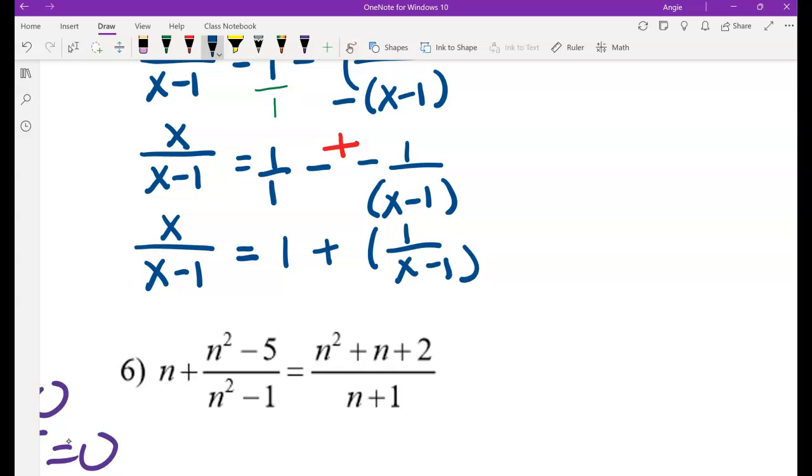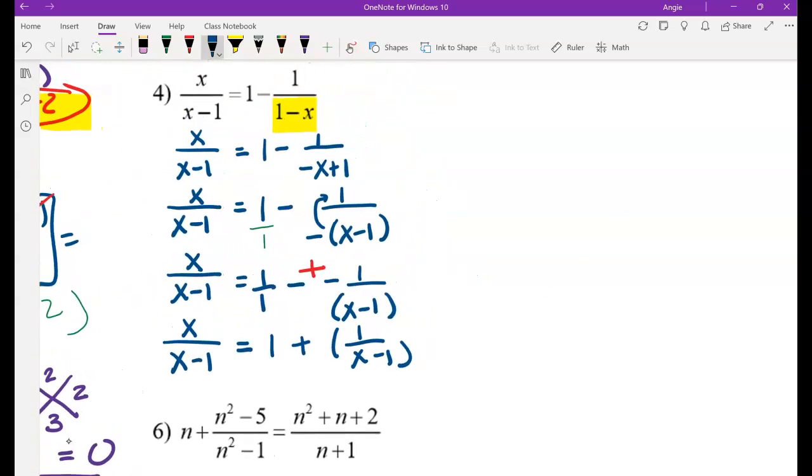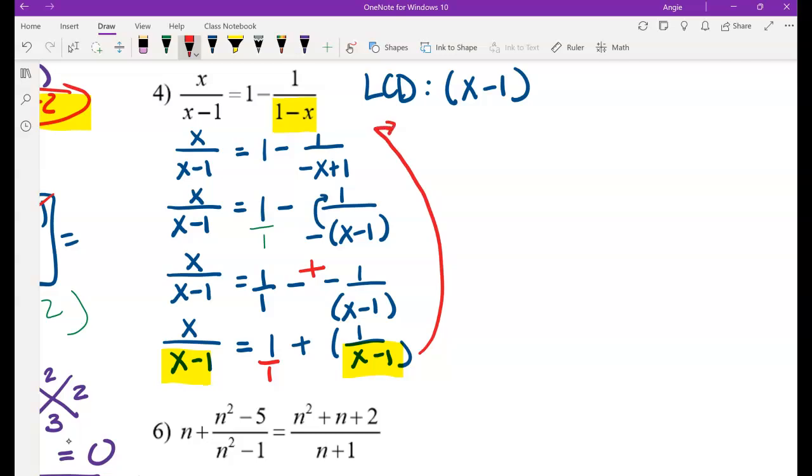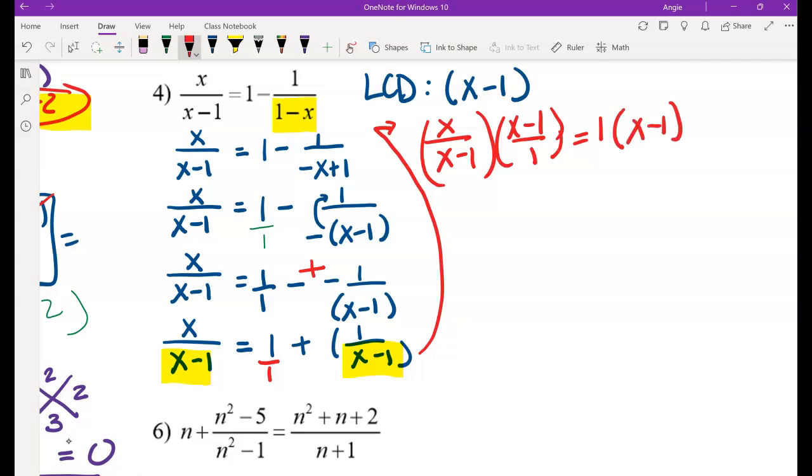Now we're going to find the LCD really quickly. We don't have a lot of different denominators. Again, this is over 1, but that's not going to change our lowest common denominator. So we are only going to have x minus 1. We're going to multiply each and every term by the LCD. So here's your original, let's copy that down. Then your LCD is x minus 1. You can write over 1 if you wish, equals 1 times x minus 1.